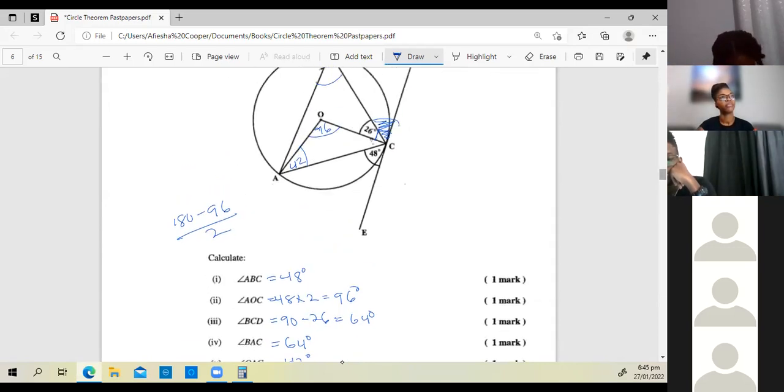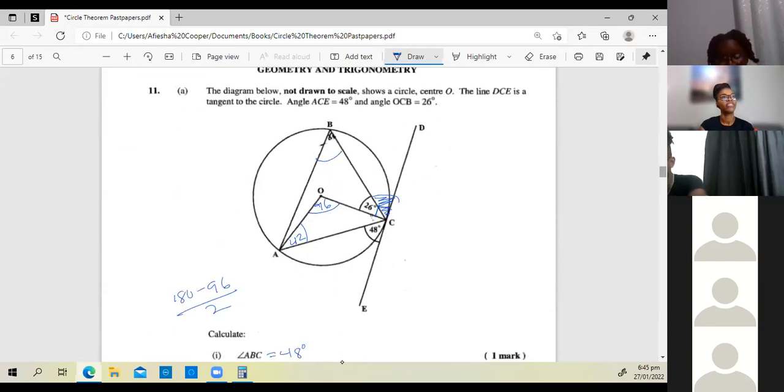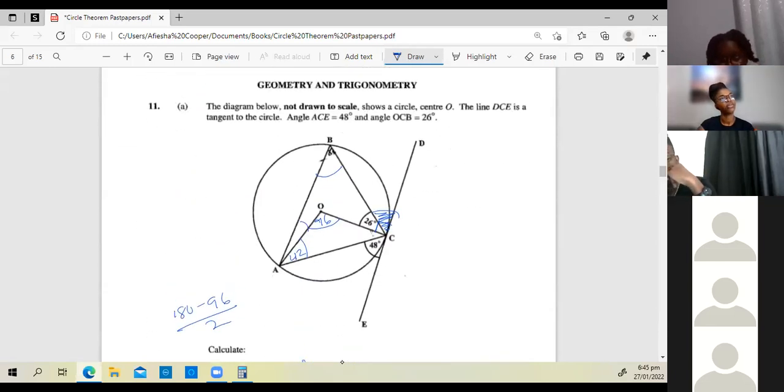OAB. How much? Right here now. 22. 64 minus 42. So hold on. Inside of here is 64, and we subtract the 42, giving us 22 degrees.